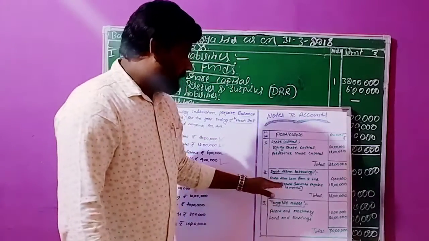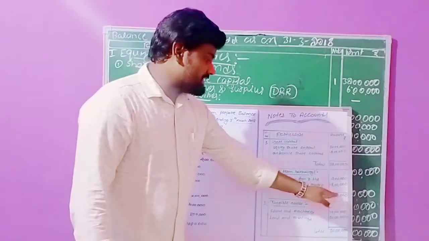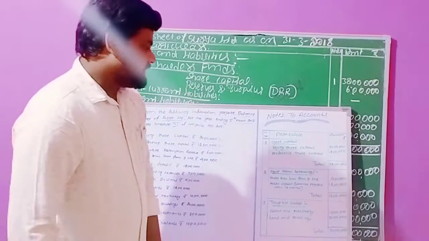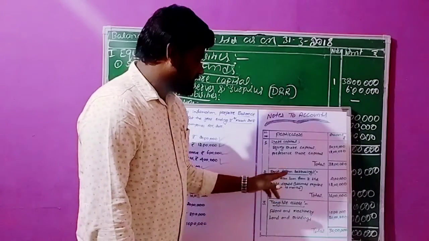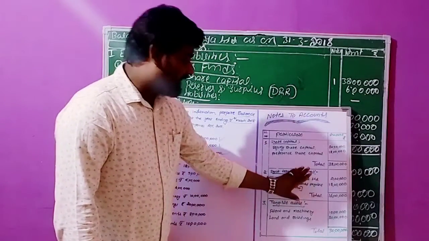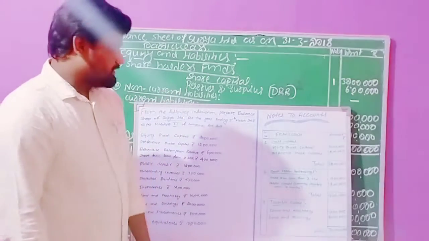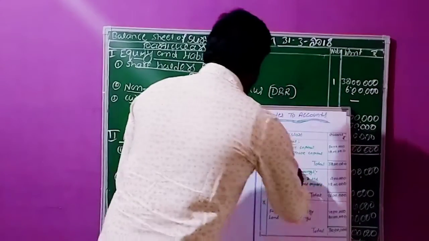So here the public have deposited 12 lakh rupees. These 12 lakh rupees we need to settle within the 12 months period of time. That's why this is total short-term borrowings. These transactions we can record under the current liabilities. So we have applied note number 2 also.